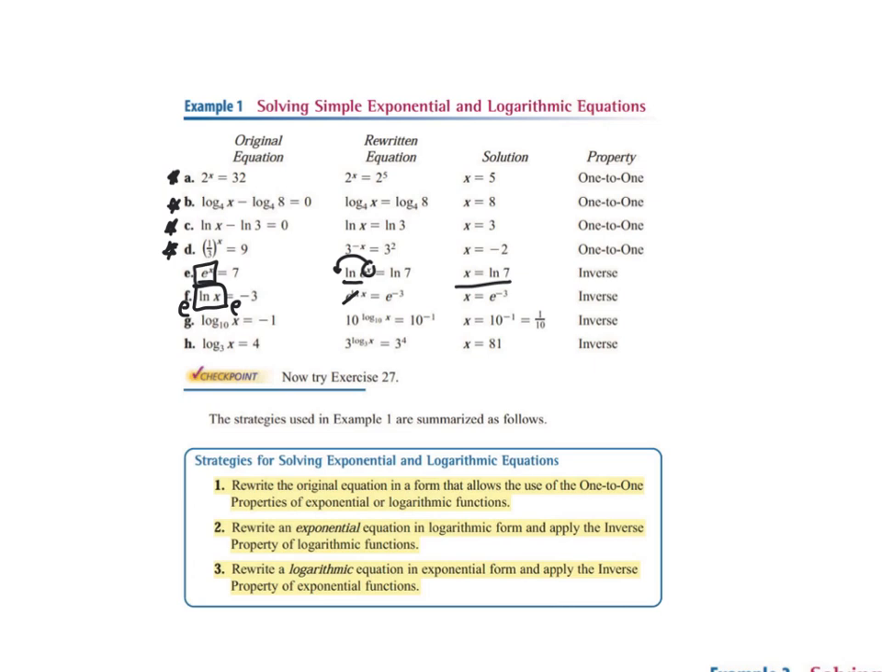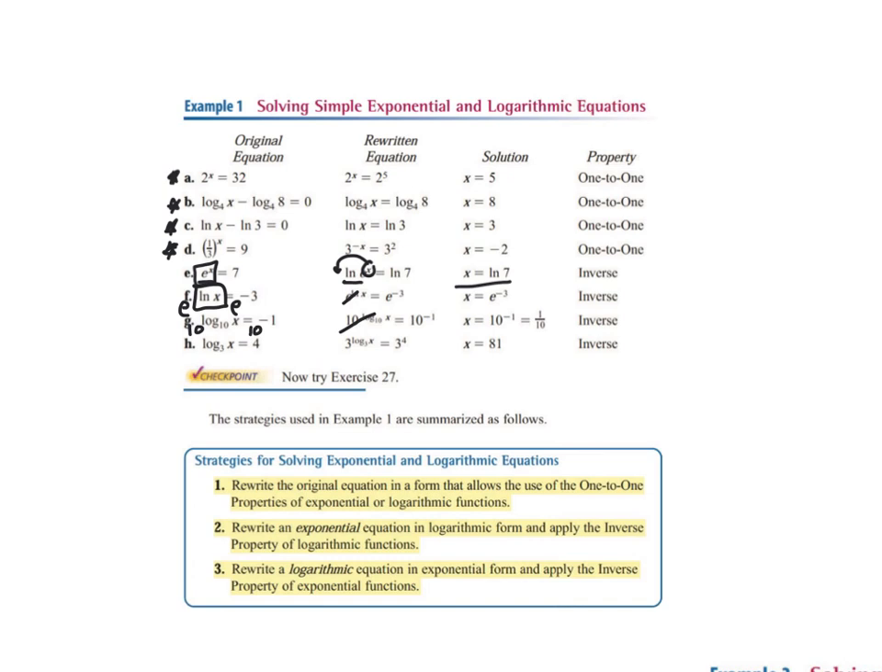And then anytime we see log base 10 of x, we can take the inverse, which is 10. So we take 10 as our base on each side of the equation. 10 raised to the power of log 10 cancels out, so we're just left with x is equal to 10 to the power of negative 1.